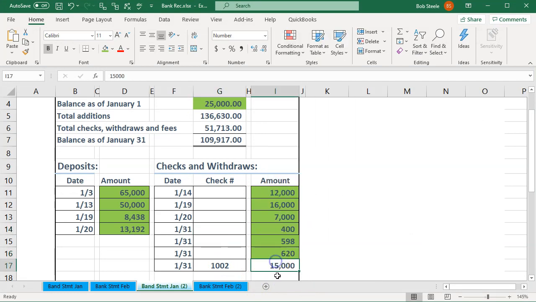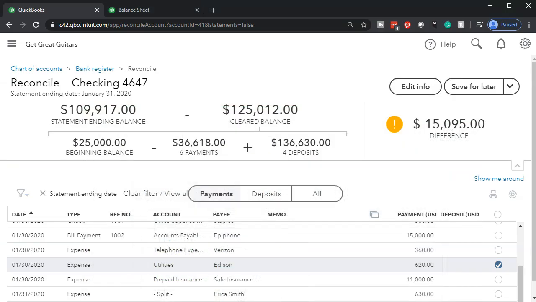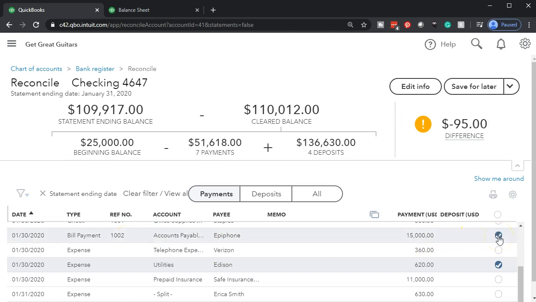Then I have the 15,000, and that has a check number. So we see a check number. The rest, I'm assuming, are electronic transfers. So that one's 1002. Look how easy it is to kind of pinpoint, the check number is helpful. So we'll check that off, and there we have it. So now we've checked all those off. We're still off by the $95. So we're still off by 95.